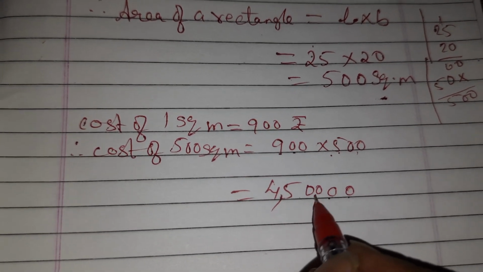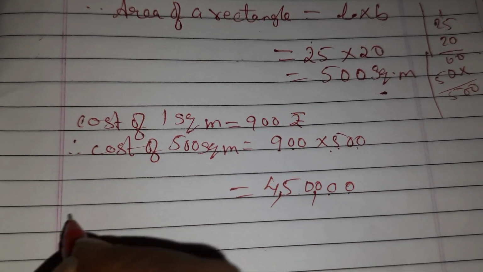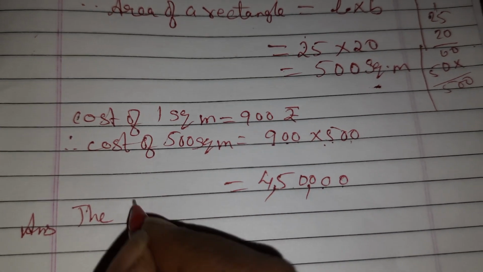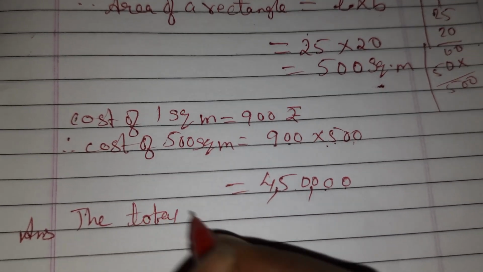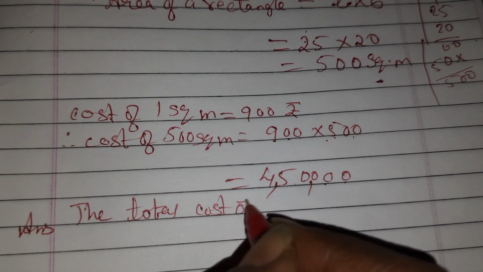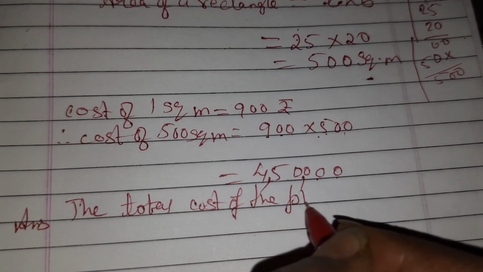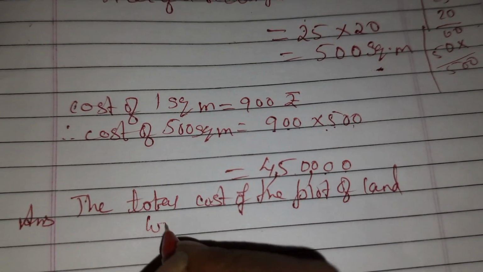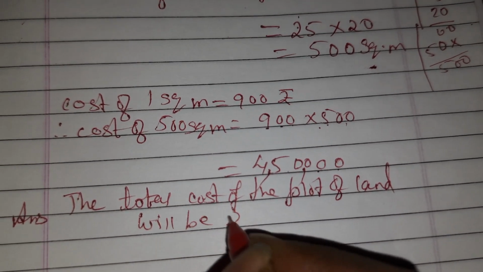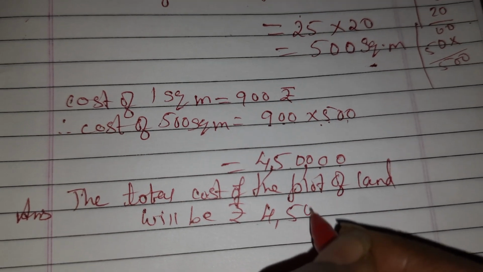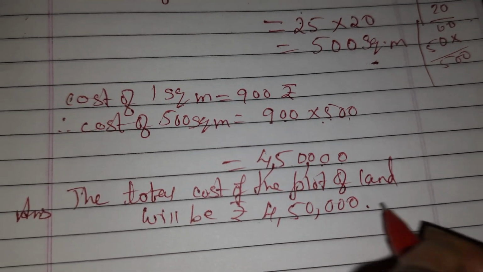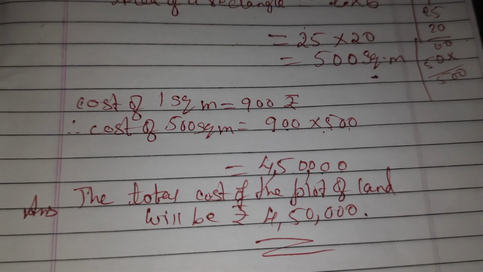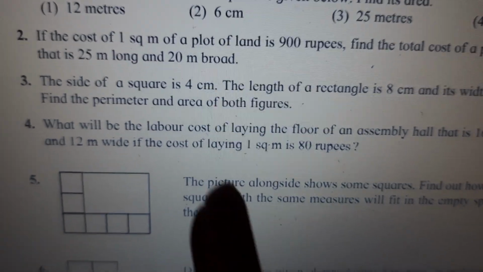So 4,50,000. So the final answer we can write down as: the total cost of the plot of land will be rupees 4,50,000. You have seen this, how easy it is to solve this sum. Okay, now we go on for the third sum.